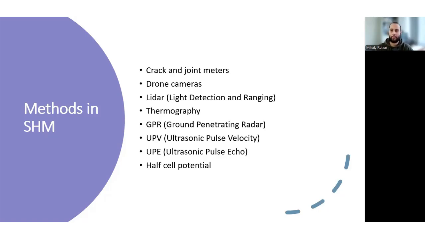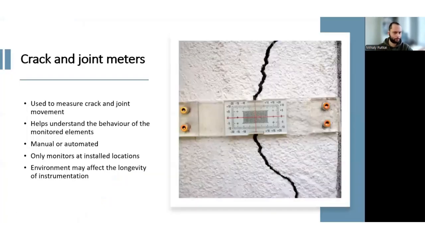All in all, the methods I will talk about briefly today will be crack and joint meters, drone cameras, LiDAR, which is light detection and ranging, thermography, ground penetrating radar, UPV, which is ultrasonic pulse velocity, UPE, ultrasonic pulse echo, and half-cell potential testing.